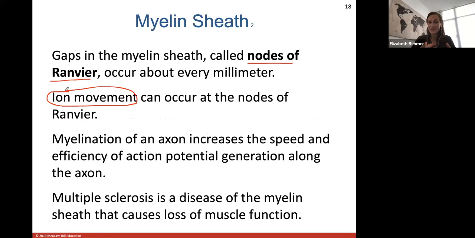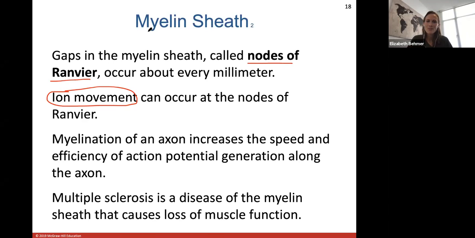So what happens is we get this jumping of an action potential between or at the nodes of Ranvier to help speed up the action potential. Myelination of an axon increases the speed and efficiency of action potential generation along the axon.